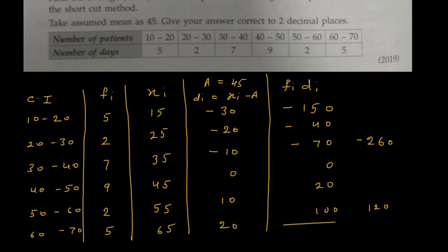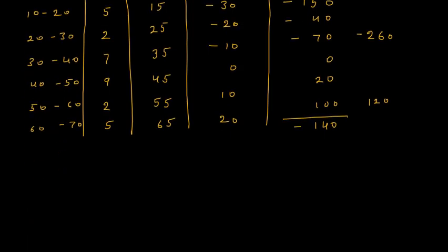So when we do the total, I will get a minus sign because the negative number is greater. 0, this 4, and 2 minus 1 is 1. So minus 140. Minus 140 is your summation of fidi. Now the summation of f, the frequency: 5 plus 2 is 7, 7 plus 7 is 14, 14 plus 9 is 23, 23 plus 2 is 25, 25 plus 5 is 30. So summation of fi is 30.